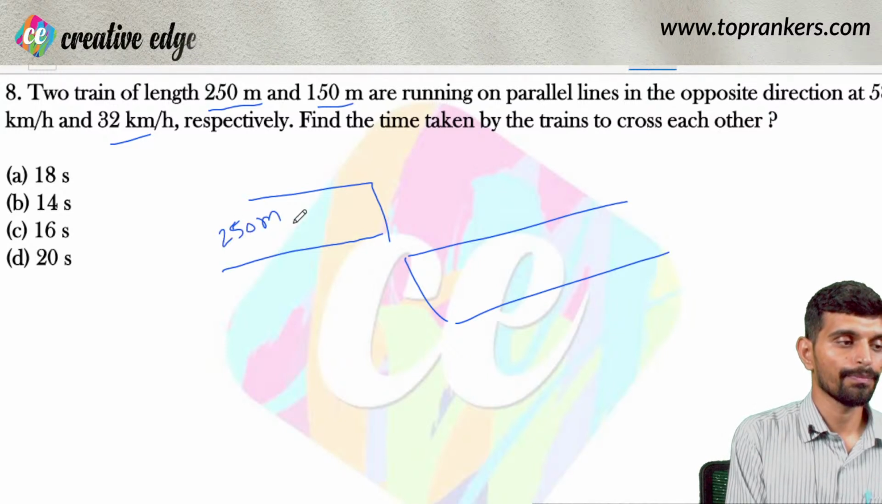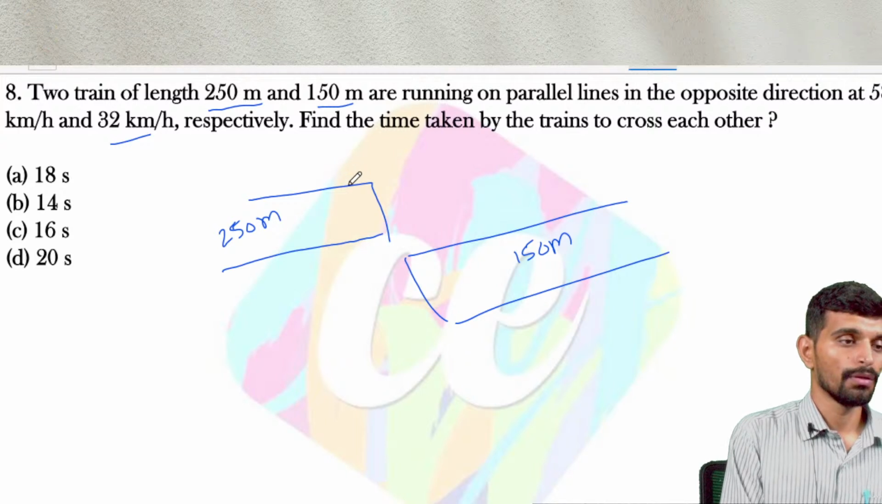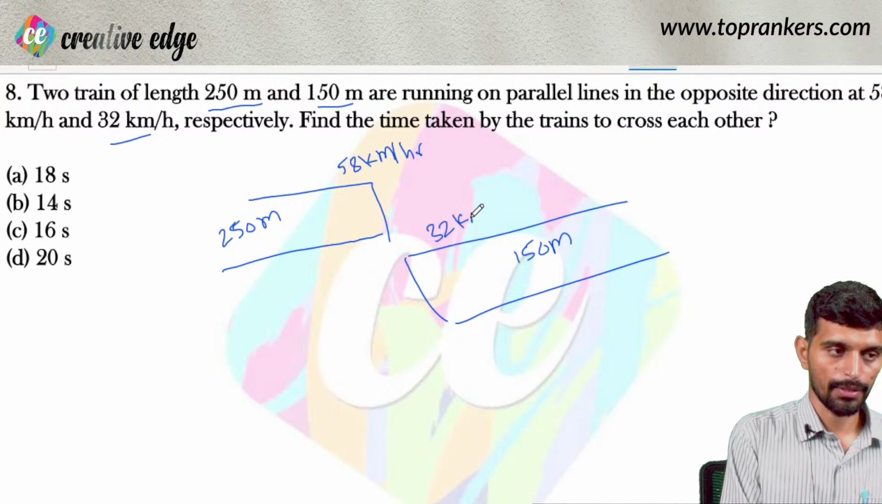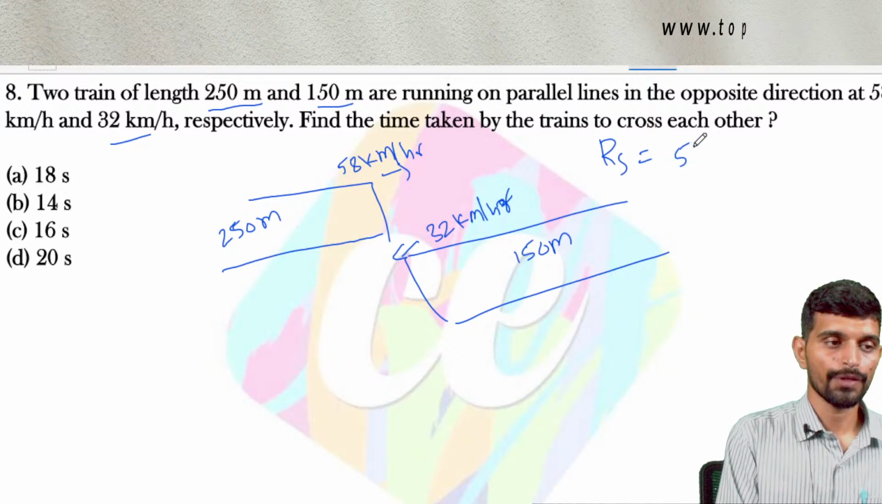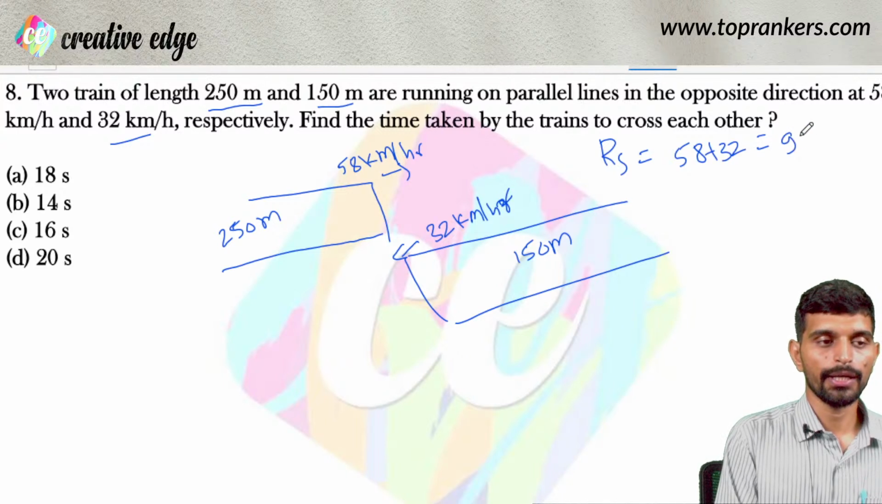(250 meter, 150 meter), this is 58 km per hour, and this is 32 km per hour, going in opposite direction. So relative speed will be 58 plus 32, that is 60 plus 30, 90 km per hour.